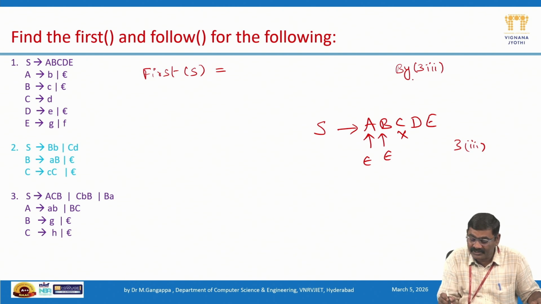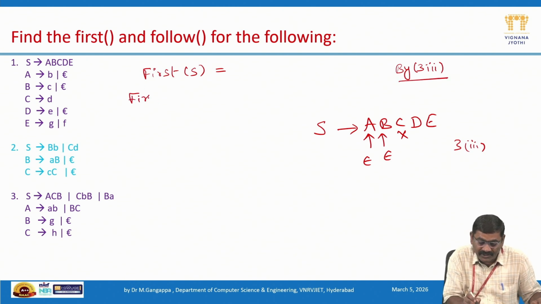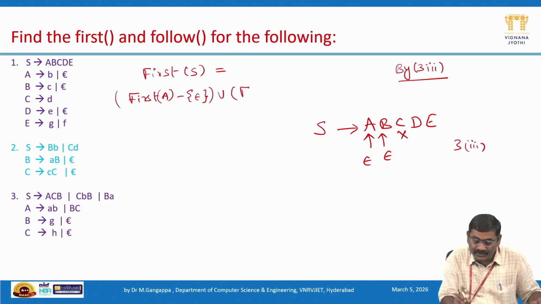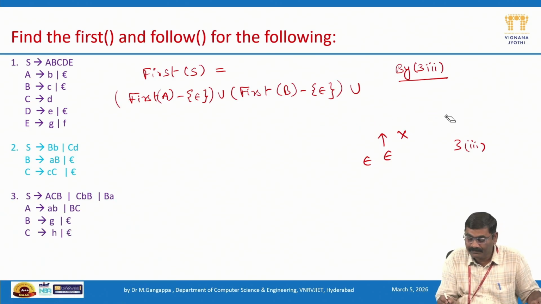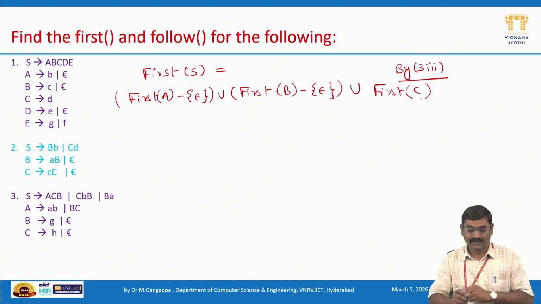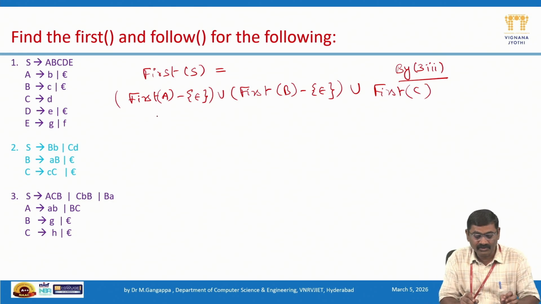How can we compute this? By rule 3.3, first of A minus epsilon, union first of B minus epsilon, union first of C, right? So let us see how to compute first of B.